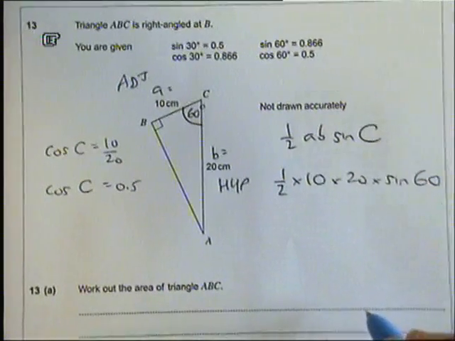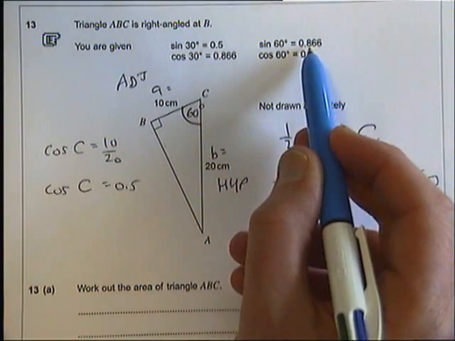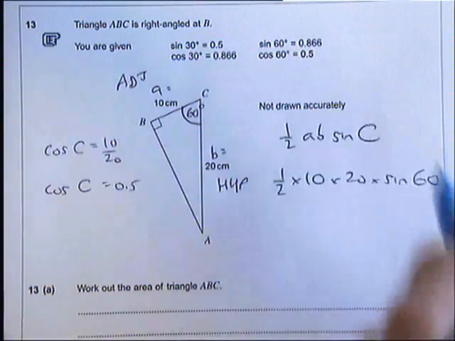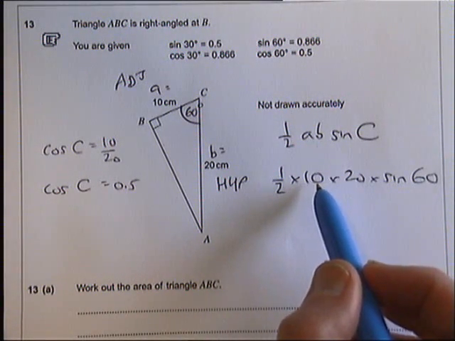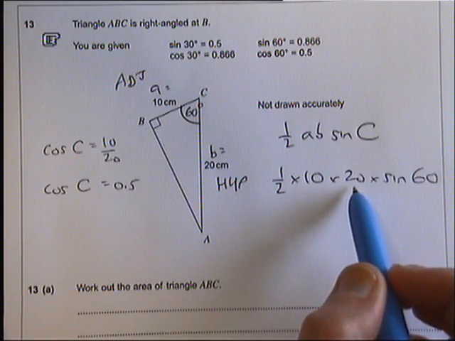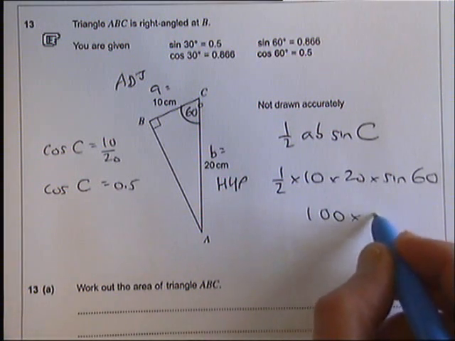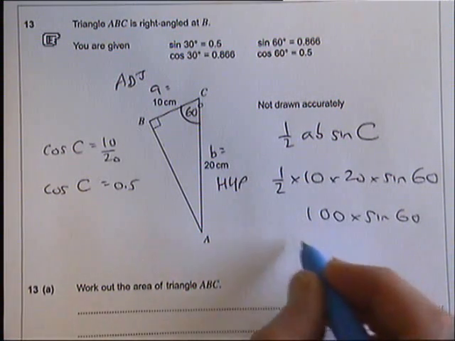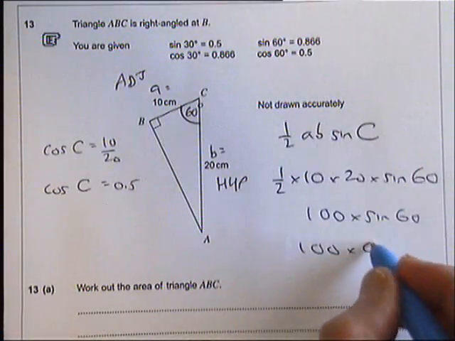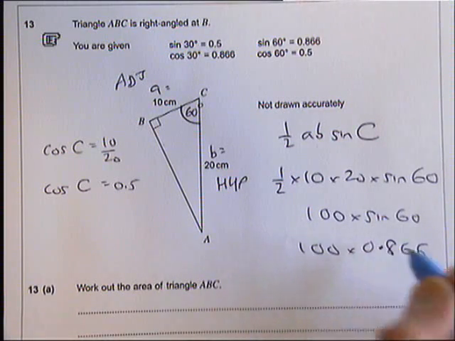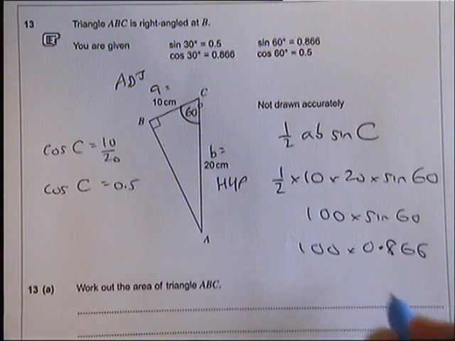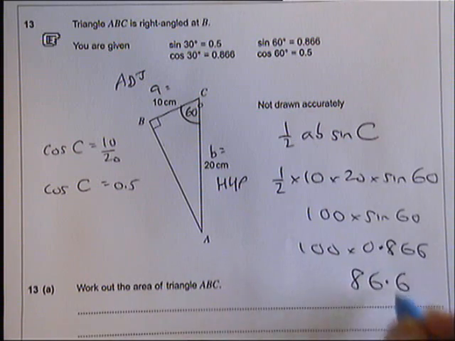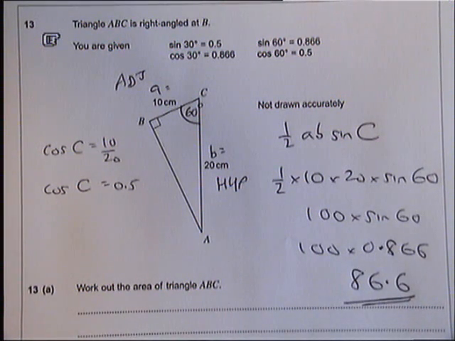And sine of C is sine of 60, which is given to me at the top. Sine of 60 is 0.866. In a minute I can change that, but just look at this first of all. Half of 10 is 5. 5 times 20 is 100. So this is 100 lots of sine 60. And I've just said that sine 60 is 0.866, so I need to do 0.866 times 100. If I times it by 10, it would be 8.66. Times it by 100, it's 86.6. So the area of this triangle is 86.6 centimetres squared.